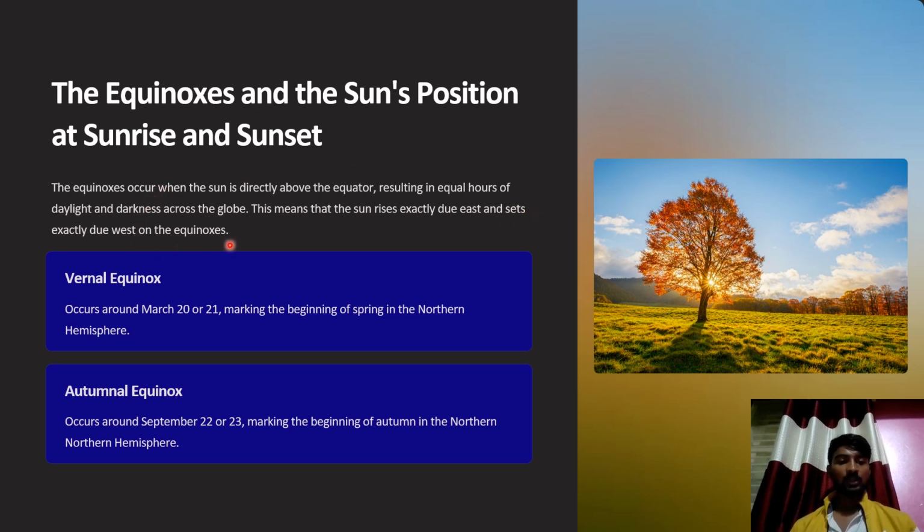There are two types of equinox. The vernal equinox occurs around March 20 or 21, marking the beginning of spring in the northern hemisphere. The autumnal equinox occurs around September 22 or 23, marking the beginning of autumn in the northern hemisphere.